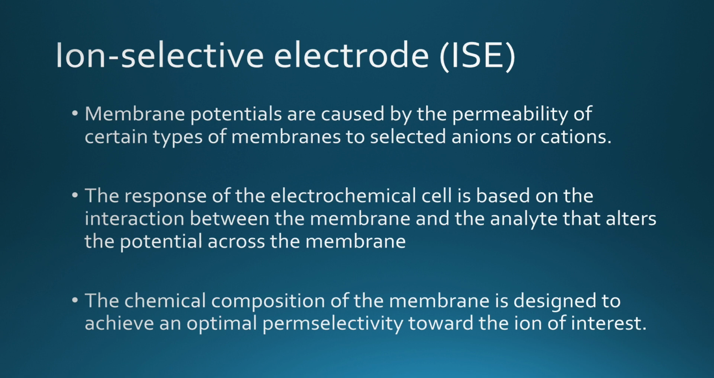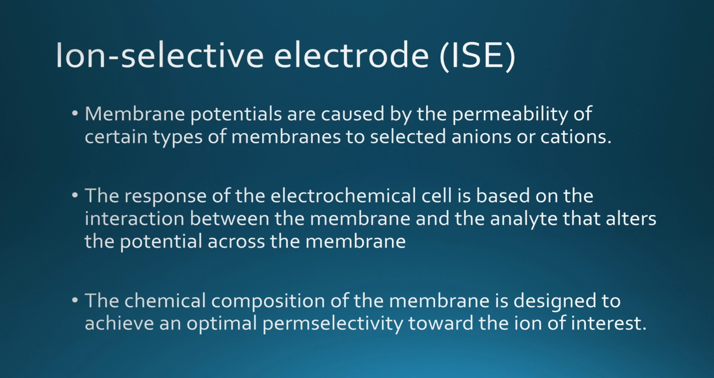So the membrane potential is caused by the permeability of certain types of membranes to selected anions and/or cations. Of course, you know that ion selective electrodes are used mainly for what? For electrolytes, basically for electrolytes, okay?